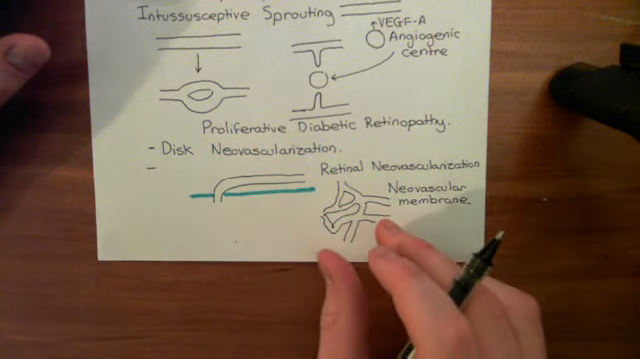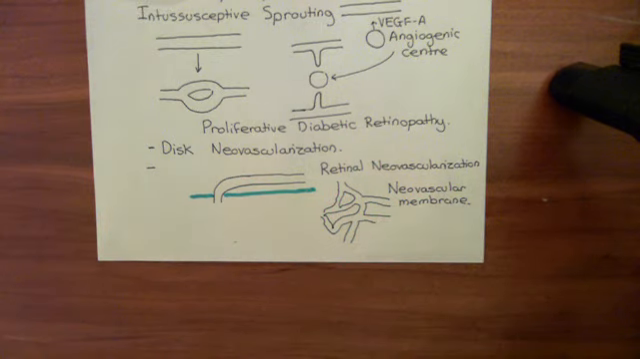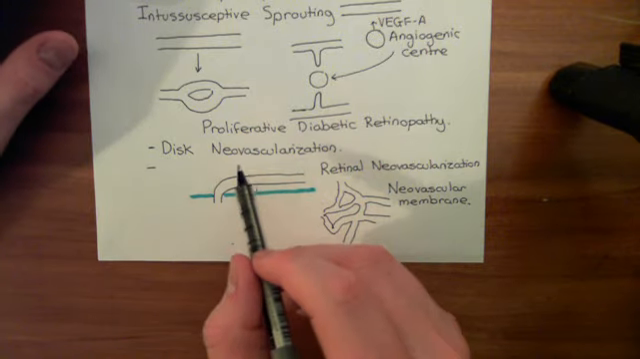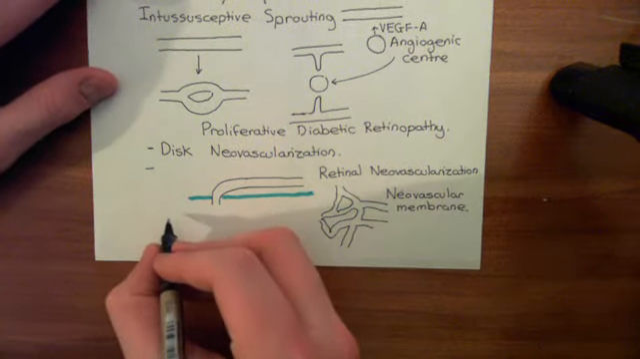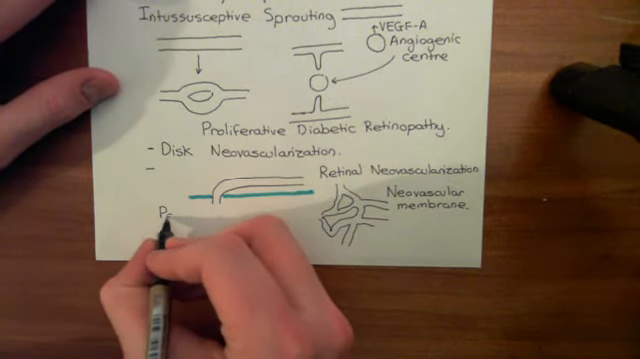Now, usually it's not a problem because when they're initially formed, remember, they are pressed between the internal limiting membrane and the vitreous humor. Because they're pressed in between there, the fact that they are leaky doesn't matter, because they're surrounded by the vitreous humor on one side and the internal limiting membrane on the other. That kind of keeps the blood inside, basically. But if the vitreous humor moves away from the internal limiting membrane, so-called posterior vitreous detachment, then what can happen is you can get huge hemorrhage, basically.